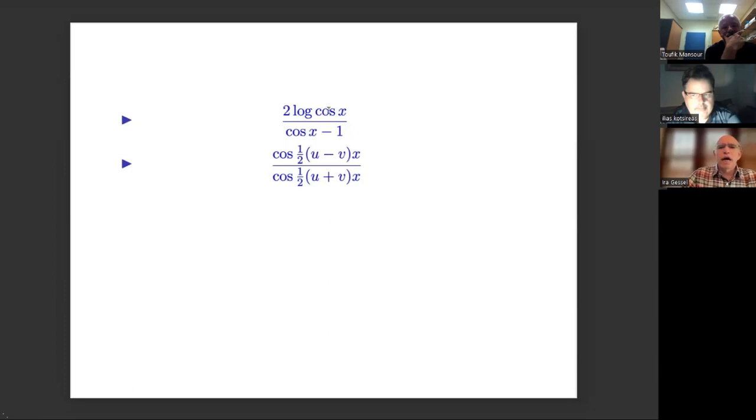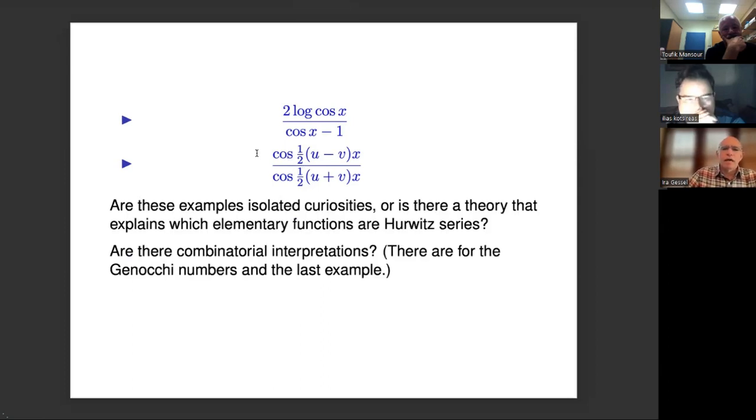If you look at 2 log cos x over cos x minus 1, this sort of obscure thing, although it's not that complicated, it's possible to prove that this has positive integer coefficients. And if you look at this curious thing, it's clear that the only possible denominator of the coefficients could be 1/2, but in fact these have integer coefficients. And in fact, as polynomials in u and v, they have integer coefficients. And there is a combinatorial interpretation for this last example, which comes out of a continued fraction.